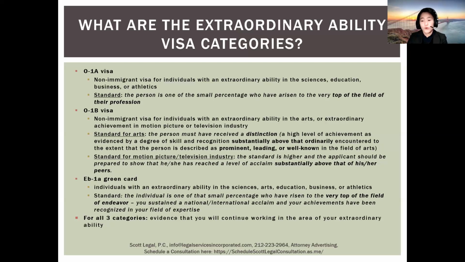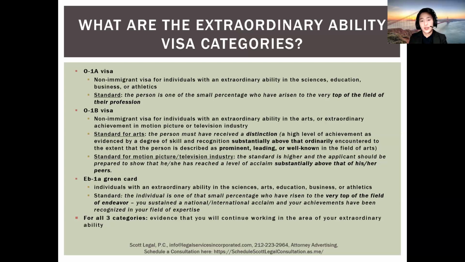Now, let's look at the standard for the motion picture and television industry. For that one, individuals with extraordinary ability is defined as someone who has a level of acclaim substantially above that of his or her peers. So you can also see that even in this category, they're not looking for the very, very top cream of the crop of the industry. They're looking for a level of acclaim, which means you are well known, substantially above that of your peers. So you can see that the O-1B visa has a slightly different way of interpreting what it means by extraordinary ability. Now, the third category I'll look at here is the EB-1A green card.